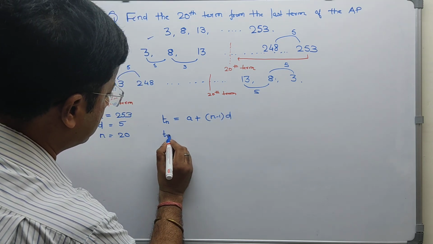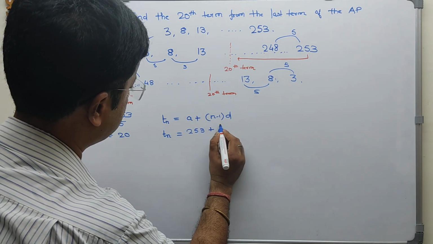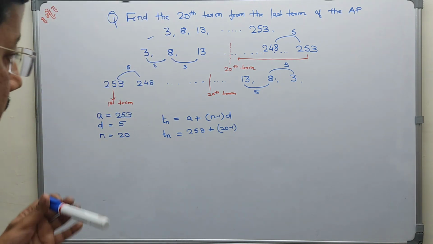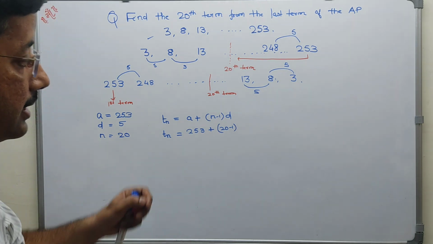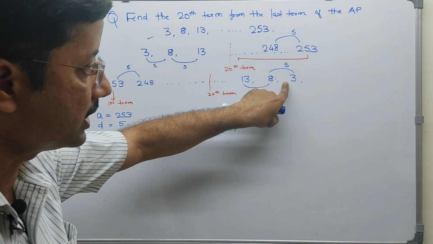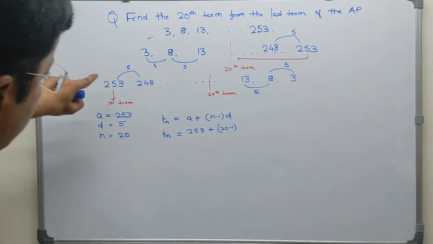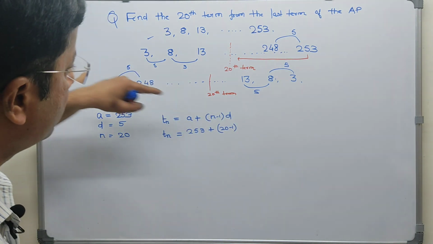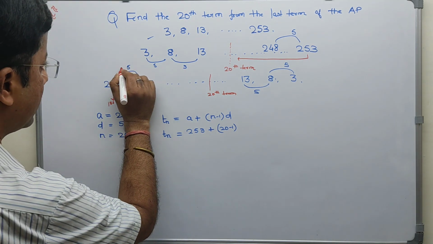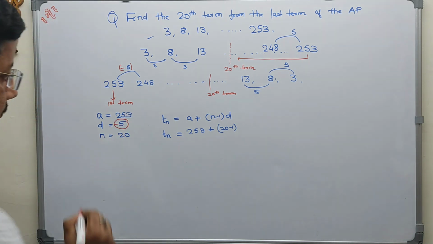Tn we have to find out, so Tn equals a, 253, plus 28 minus 1. Now the thing we have to pay attention to is that the difference between two terms is 5, but that difference is plus 5 when we are moving from the smaller to the bigger one, we are adding 5. But here we are moving from the bigger number to smaller number, in descending order. So in descending order, instead of d plus 5, d would be minus 5. This is the most important part which you have to keep in mind.